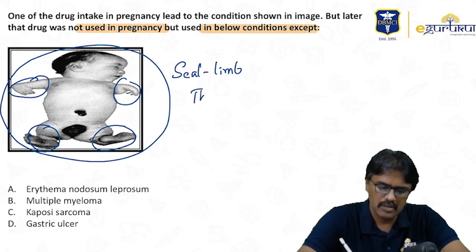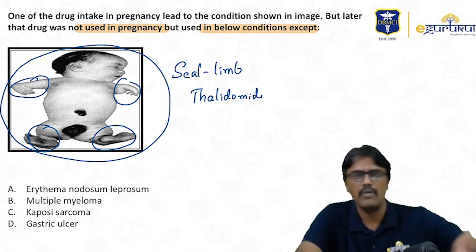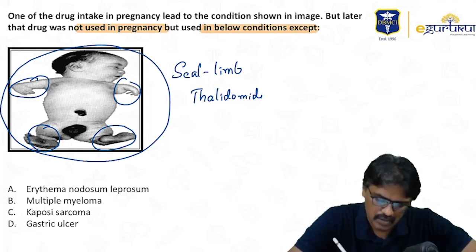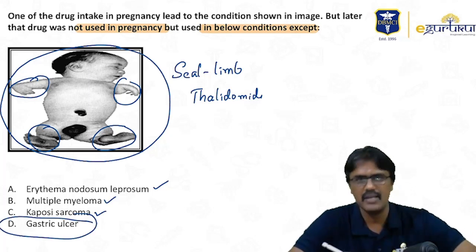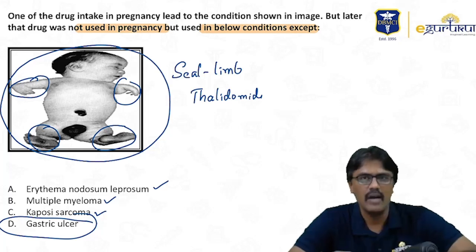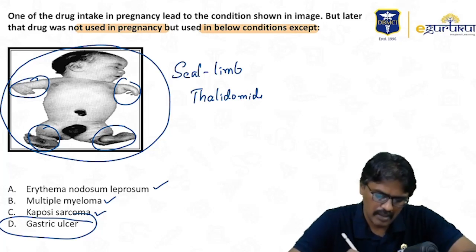Now, the drug which can cause this is called thalidomide. Thalidomide is not used in pregnancy, but now they have found out so many uses of that. It is used in erythema nodosum leprosum, multiple myeloma, sarcoma. It is not used in gastric ulcer, but it is used in mouth ulcer called aphthous ulcer. So the answer is D, gastric ulcer.